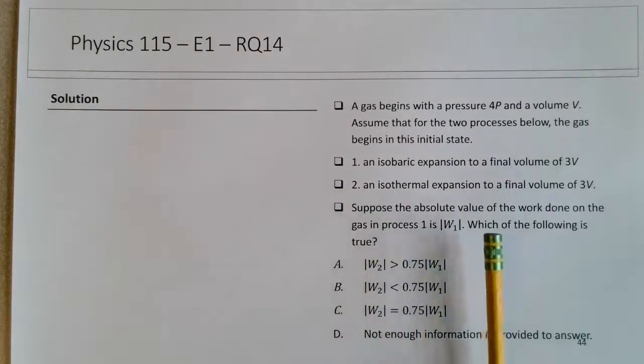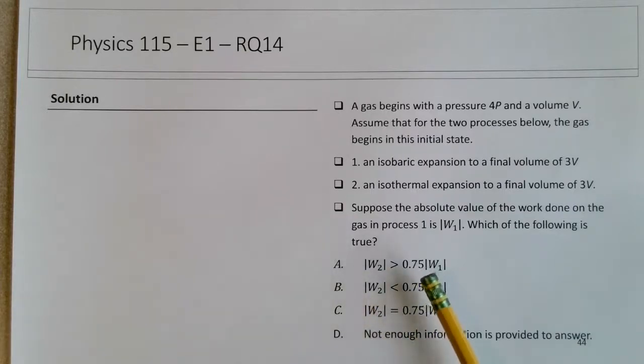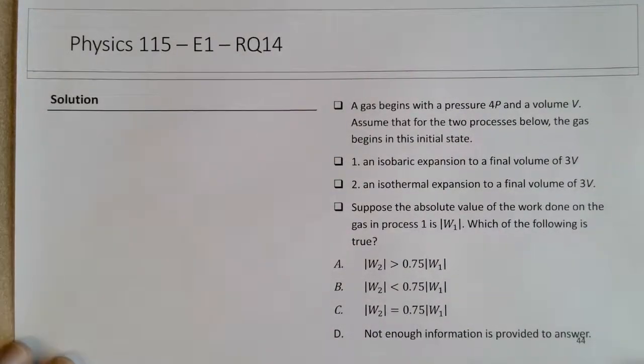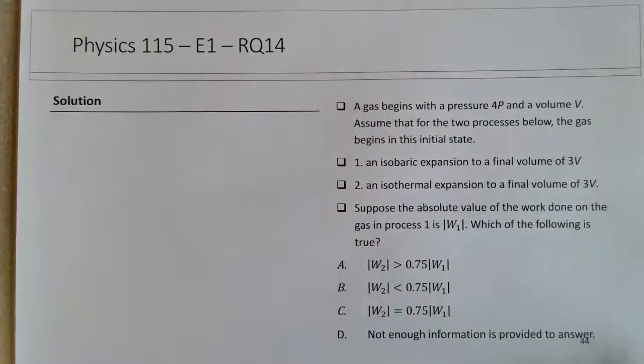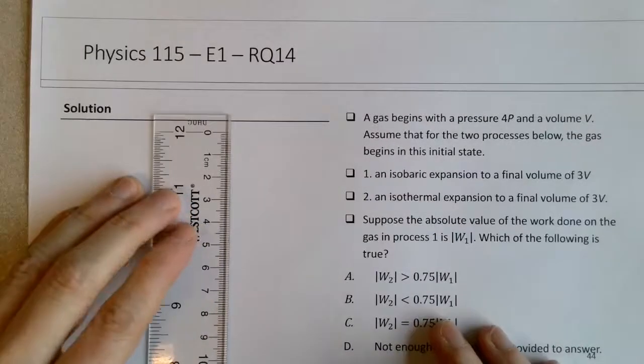We define the absolute value of the work done on the gas in process 1 as W1. Which of the following is true? How does the work done in process 2 compare to 3/4 of the work done in process 1? This might seem like a strange number, but I'll explain the logic in a second. I'm going to try to draw this without taking up too much room up here.